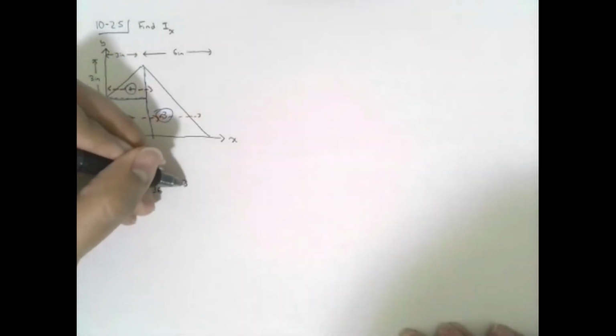I think it's 1/36 base times height to the third. That's correct. 1/36 base times height to the third. So for this triangle, we can see that the base is 3 inches. The height is 3 inches. So it'll be 1/36 times 3, that's the base, times 3 to the power of 3, that's the height. So we get 3 times 3 times 3 times 3 over 36, 3 to the power of 4 over 36.